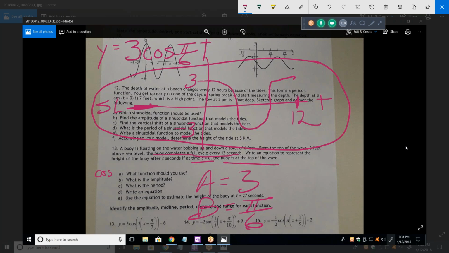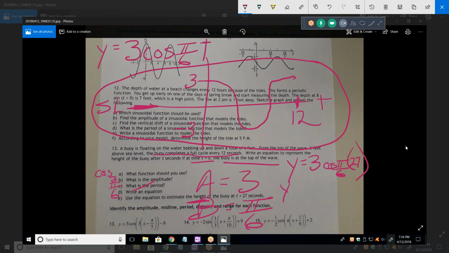Okay, so I think we answered everything. Amplitude was 3, period was pi over 6. We wrote the equation, used the equation to estimate the height of the buoy at t equals 27. So put 27 in for y. Not for y. Oh, wait. Ah, t. No, you might be right. We're estimating a height. So y is what we're trying to solve for. Right. So we're going to put 27 in for t. So we have cosine of pi over 6 times 27.